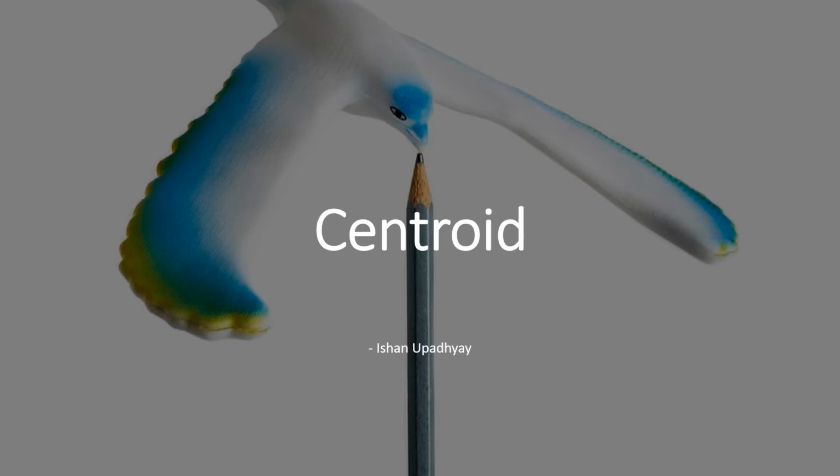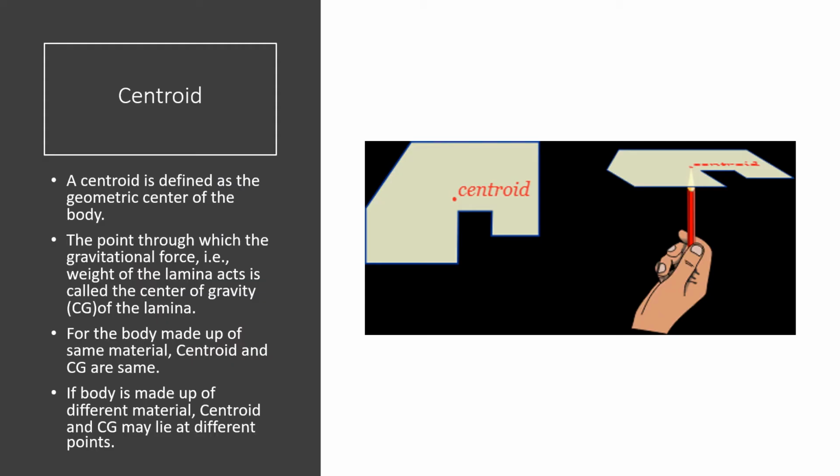So at the end of the session, you must be in a position to answer how this one point balancing board toy is related to the centroid. Let us first understand what is centroid. A centroid is defined as the geometric center of the body. For example, if you are drawing any circle, then the center of that circle will be its centroid. So in very simple words, the geometric center of the body represents the centroid.